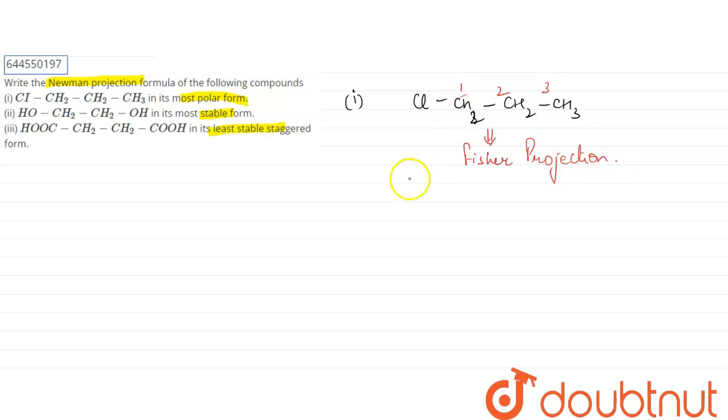How we're gonna draw Fisher projection? It is very easy. We're gonna take carbon 1 and carbon 2, and now we are gonna attach three groups. They basically have four bonds, but one is in between both carbons. So we are gonna represent other groups with the help of three other bonds. This first carbon has two hydrogens and one chlorine. The second carbon has two hydrogens again and one CH3 group.